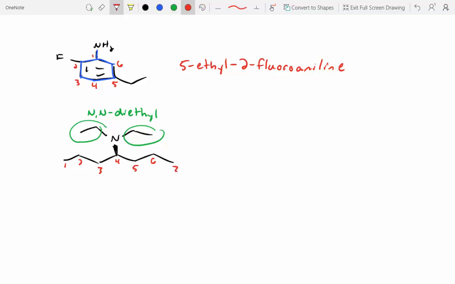No. This was something I tried to drill into your head first term, but we've got symmetry through this molecule, right? There's no stereocenter in it. So if we go through and we try to number this, this would be N,N-diethyl-4-heptanamine. Does that make sense?